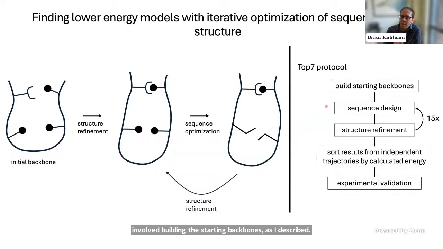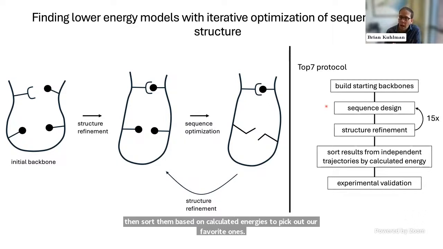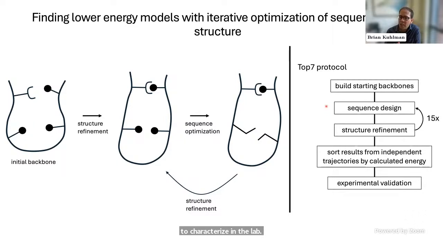And what was nice is this protocol was fast enough that we could run many independent trajectories and create thousands of models, and then sort them based on calculated energies to pick out our favorite ones to characterize in the lab. And so we went through 2 generations of designs, characterizing 2 or 3 sequences in each case. And in the second generation, we were lucky that one of the proteins we were able to crystallize.